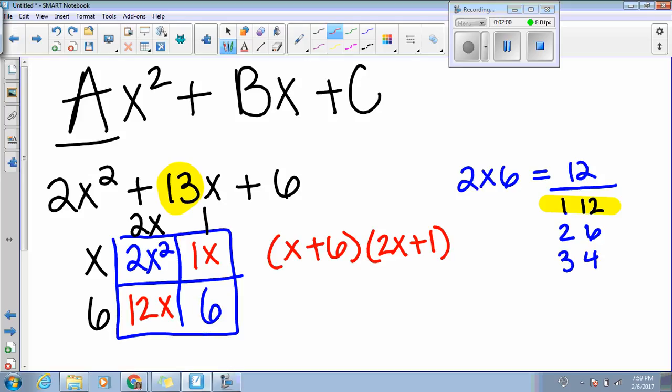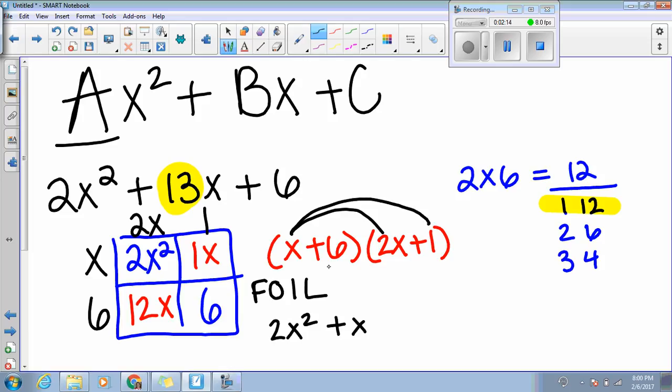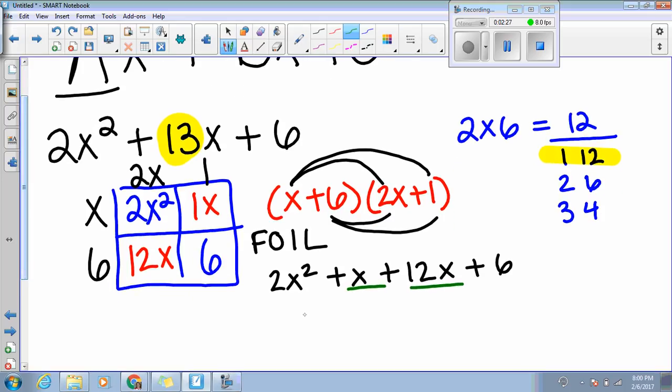Now let's FOIL it out to make sure we're right. So I have our first, outside, inside, last. We have 2x squared. That's our front. Outside plus x. Inside plus 12x. And last plus 6. And of course we know we can combine our x and 12x because they have the same variable and same exponent. Combine like terms, we get 2x squared plus 13x plus 6.